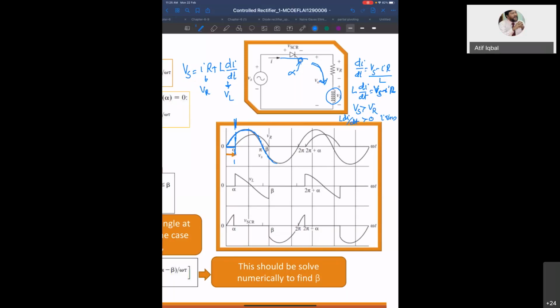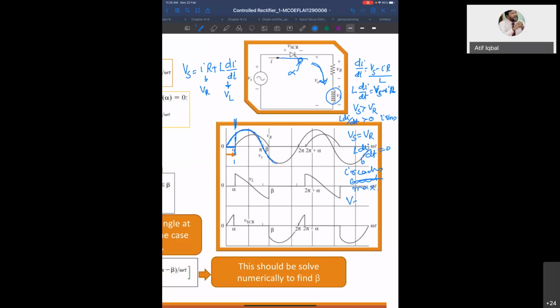and the current rises because di by dt is positive. So the rate of change of current is positive, which means the current is increasing. Whenever Vs is equal to VR, both equal, then L di by dt will be 0. That is the situation where the current reaches maximum.